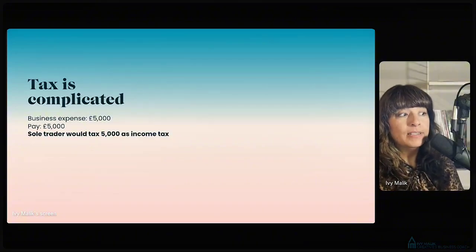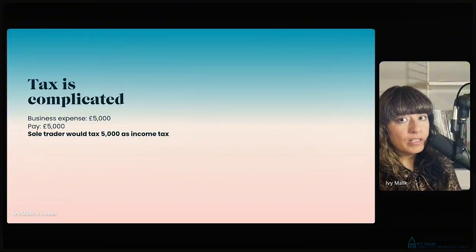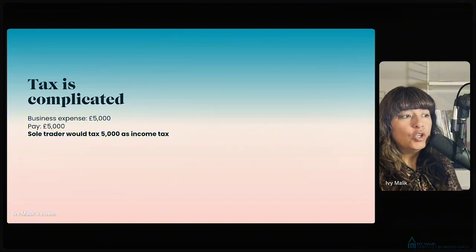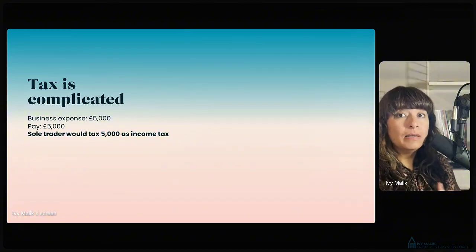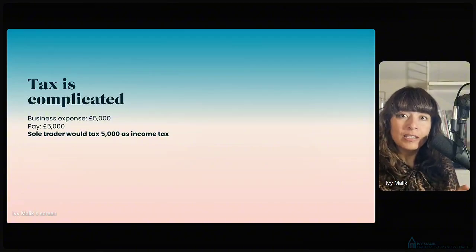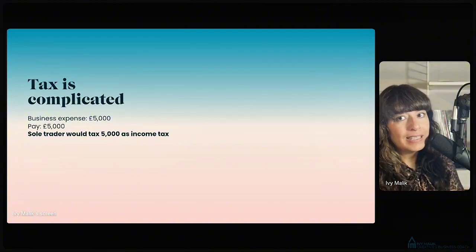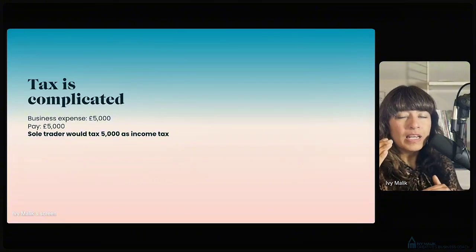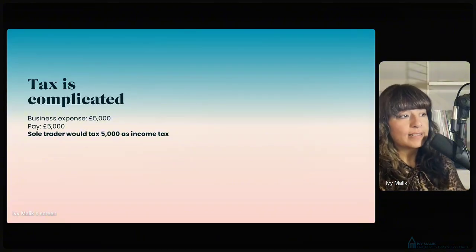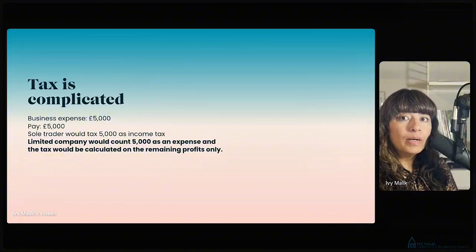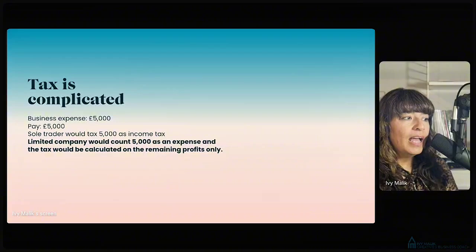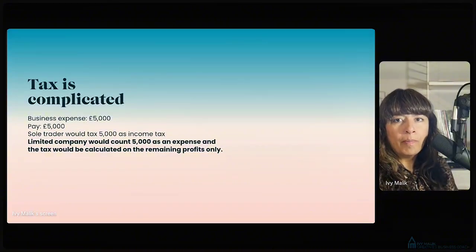Well, the answer is complicated because if you were a sole trader in the UK, your 5,000 will be your income tax. You're going to be taxed on that immediately, and it will depend on the tax bracket you're in. So that is income tax. That's not an expense to the business, which means you will be in higher profit and therefore pay higher corporation tax. Now, if you are a limited company, you would count the 5,000 as an expense, and the tax would then only be calculated on the remaining profit.